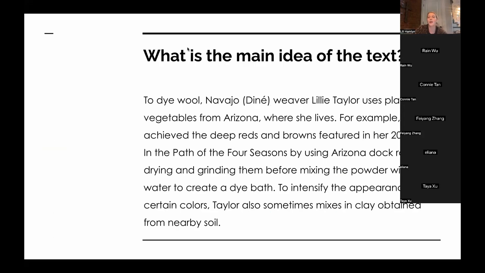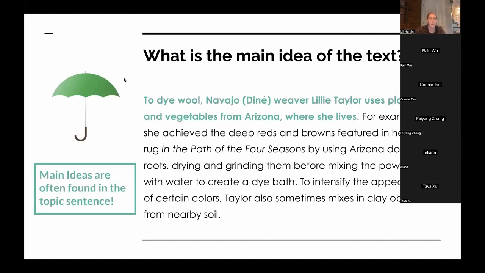So I'm only flipping through these examples quickly because I feel like some people have done them. Another thing with the main idea of texts, and I'm sure that you guys all know about this, is to pay particularly close attention to the topic sentence, because often, and you know this in your own essay writing, right? You introduce the idea of the paragraph in the topic sentence. Often the end of a paragraph is also important. It will be the concluding statements or where a hypothesis or whatever is found, right? So here, the main idea of the text is stated in the topic sentence, which is that this Navajo or Diné weaver, Lily Taylor, uses plants and vegetables from Arizona where she lives.